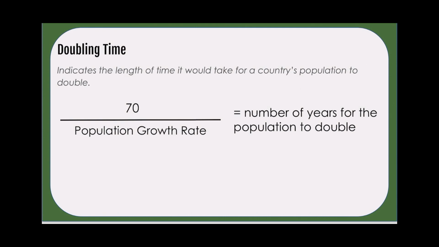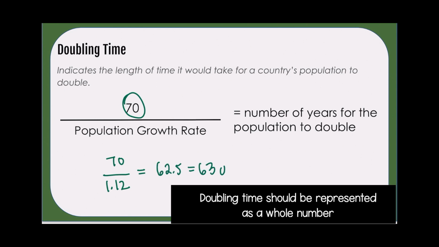For doubling time, what we're looking at is the length of time that it would take for a country's population to double. And so what we're going to be applying here is the rule of 70 in order to accomplish that. So we're going to take our 70 and we're going to divide by our population growth rate, which of course was 1.12%. And then we're going to get the answer of 62.5, which we will then round up to 63, and that will be years.